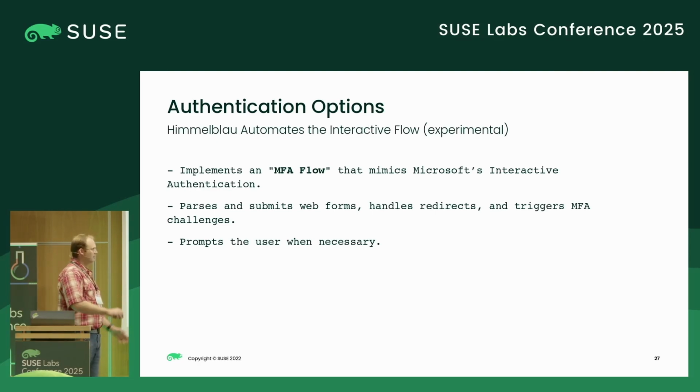missing little details. So the way that flow works is that it parses and submits web forms. Fortunately, Microsoft provides this JSON blob on every page to keep track of where you are and where you need to go next. And parsing that JSON tells us every step that we need to take during the authentication.